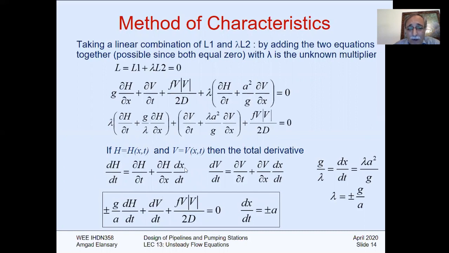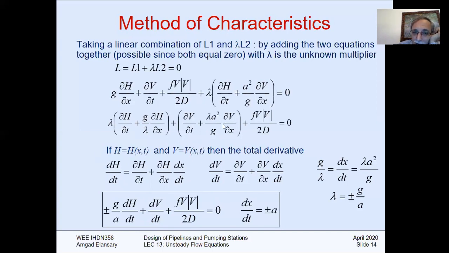So why did I put this form here? I just want to show the similarity between this term and this term, and also between these brackets and this term. What I have to learn here is that I have partial h by partial t here, and partial h by partial x here, which is multiplied by dx by dt. So if this part here, g over lambda, is equal to dx by dt, I can take all these brackets and put dh by dt.